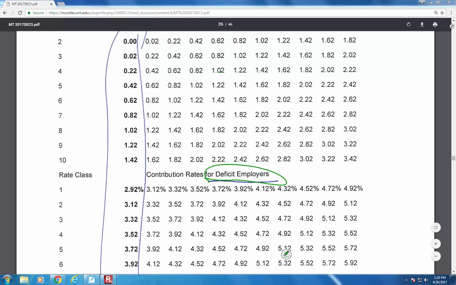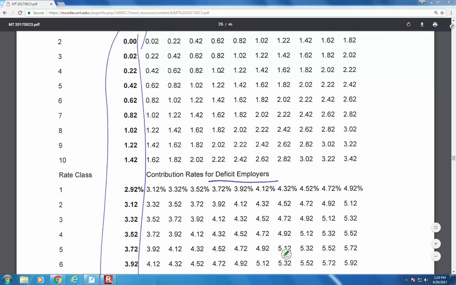Go ahead. She's probably a deficit employer. What was your comment? Yeah, she's probably a deficit employer. She's maybe a newer employer that doesn't have as much history, right? But all employers in Montana are on the same schedule, okay?